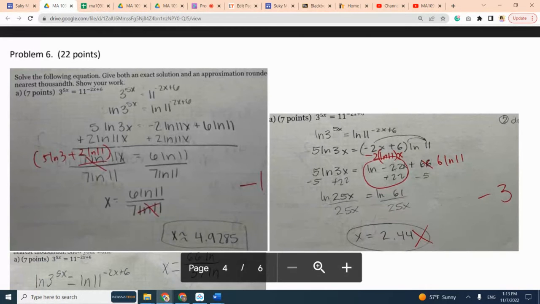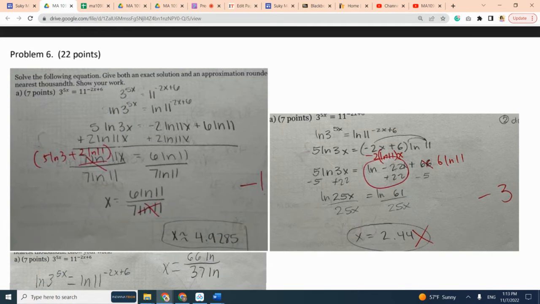And see, 6 ln of 11 is 6 ln of 11. Don't combine the 6 and 11. One of them is outside the ln. The other one is inside the ln. We cannot multiply them. Is that clear, everybody? Be careful.